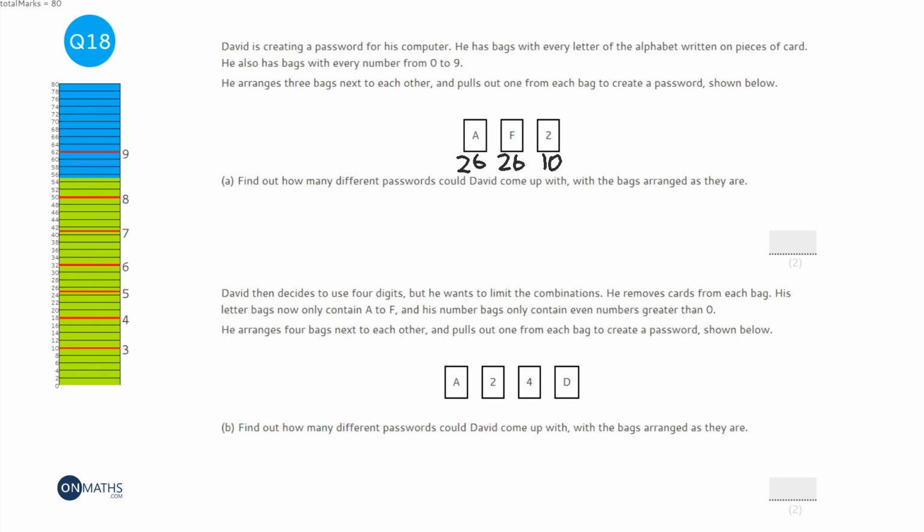And to get the amount of combinations, all we do is 26 times 26 times 10. And we'll have a calculator for this, so 26 times 26 times 10, which is 6,760, which seems quite a lot, but there we go.